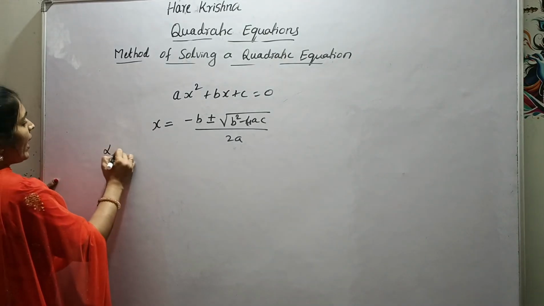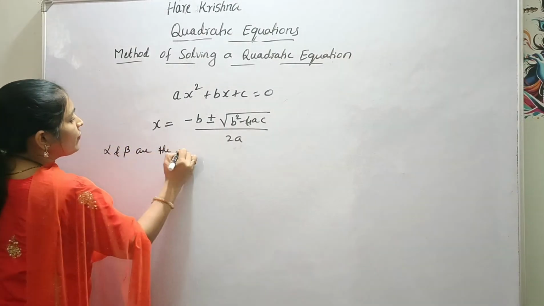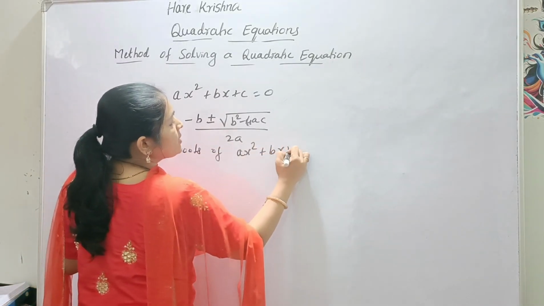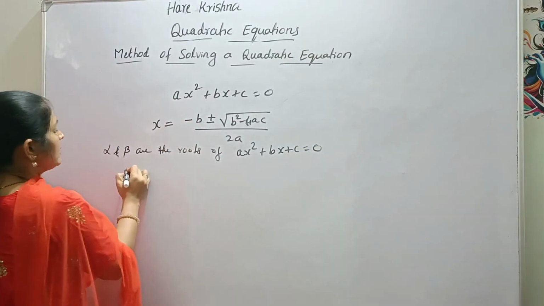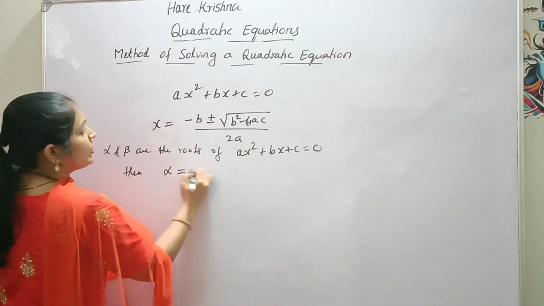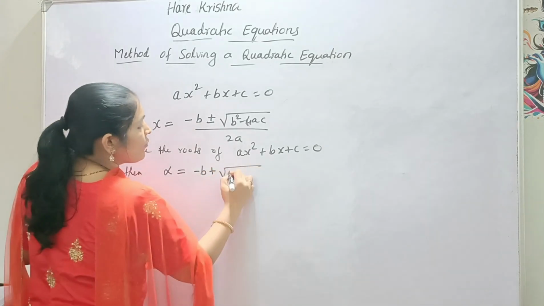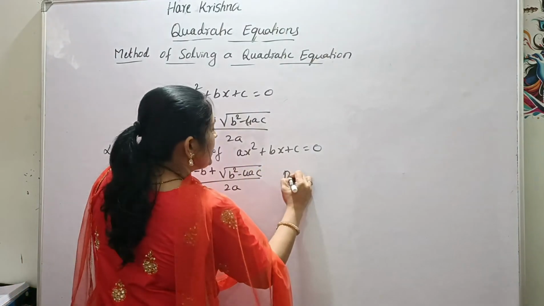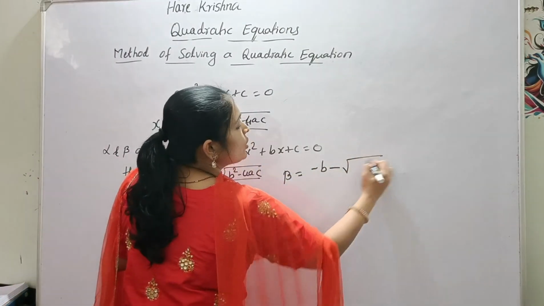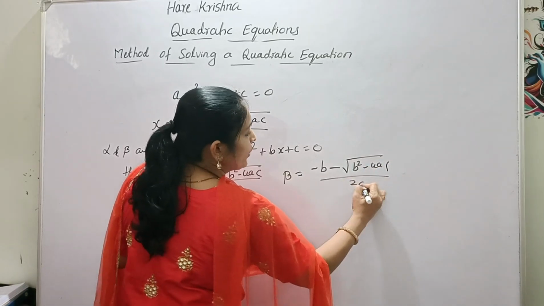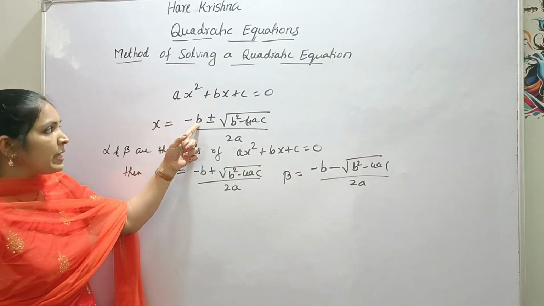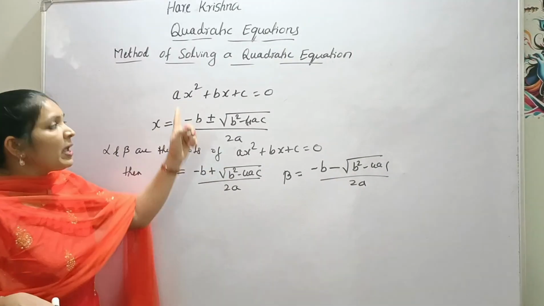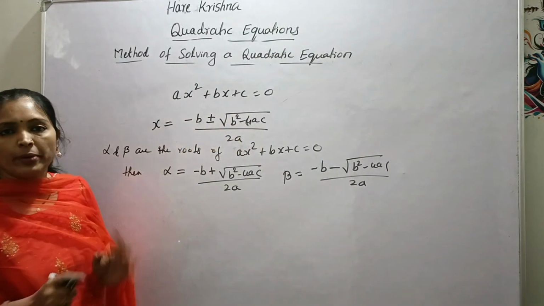Suppose alpha and beta are the roots of the quadratic equation ax square plus bx plus c is equal to 0. Then alpha is equal to minus b plus root of b square minus 4ac divided by 2a, and beta is equal to minus b minus root of b square minus 4ac divided by 2a. That is the 2 roots.